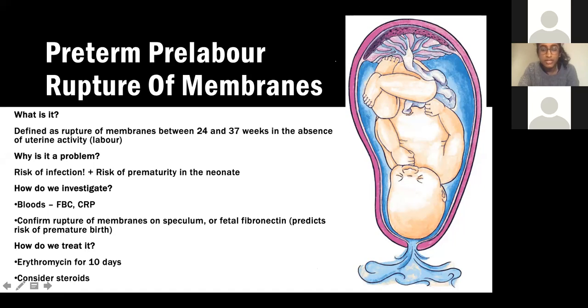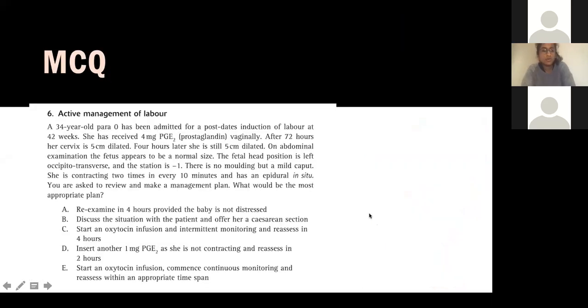Just remember that these women are at an increased risk of infection, so we give them erythromycin for 10 days. Okay, so moving on to active management of labor. What would be the most appropriate management plan for this lady?